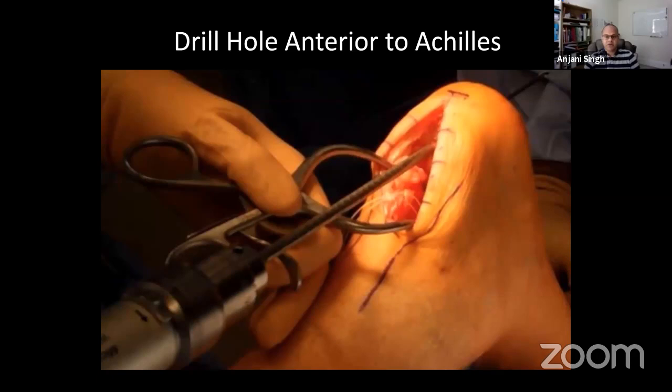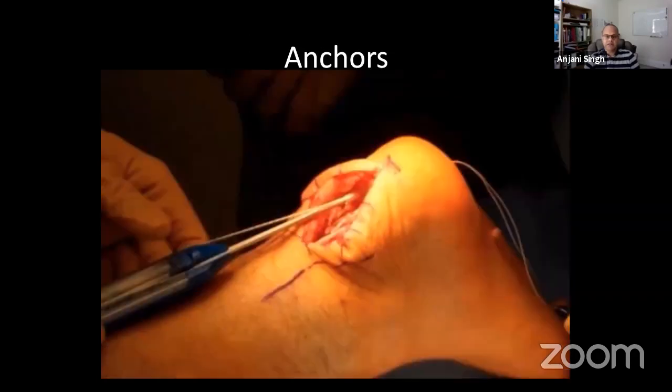And this is the slide showing the drill hole you're creating for the FHL tendon. And then you anchor that. So you're putting an interference screw, plus you've got this pull-through suture, which is where the tendon is being whip stitched into, and you pull that through the heel and make sure the tension is right. You can also adjust the position of the foot, of how much equinus you want.